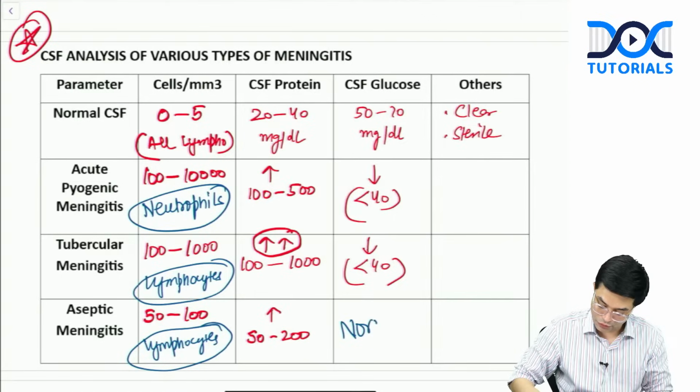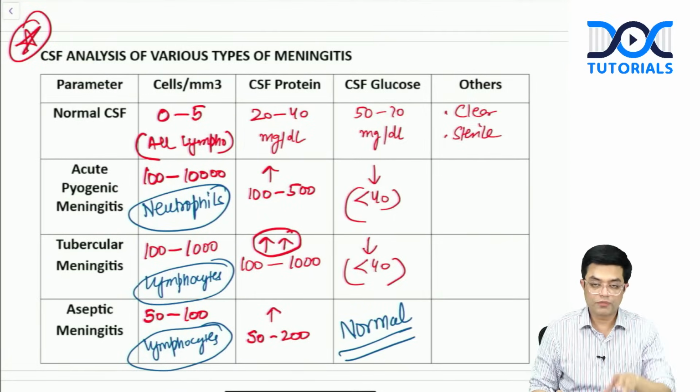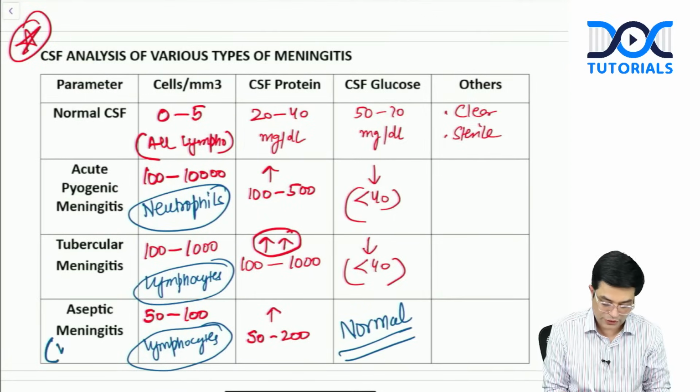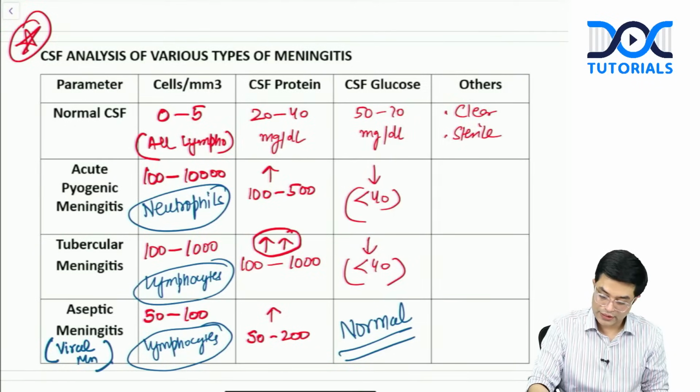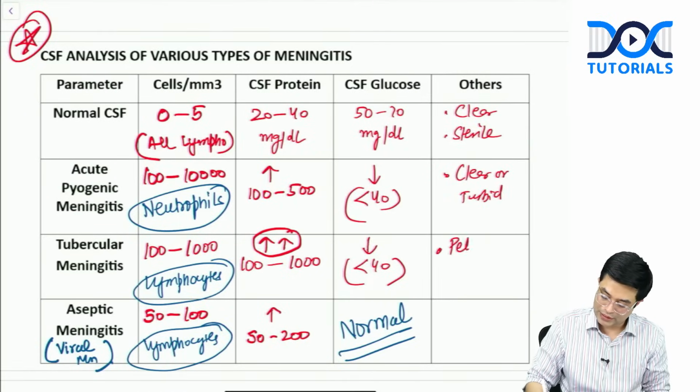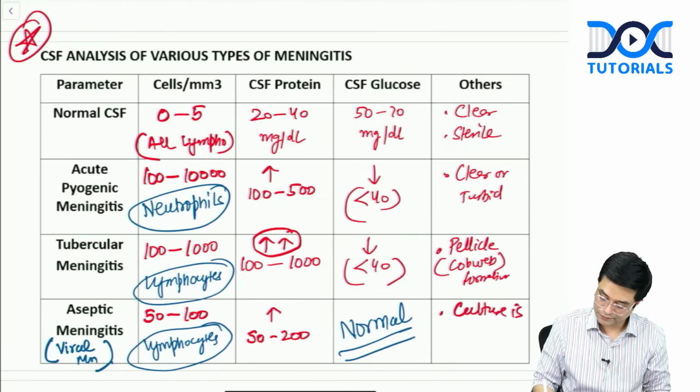सो रेज सेल, रेज प्रोटीन, नॉर्मल CSF ग्लूकोज; उसमें रिड्यूस था, तो ये तो रूल आउट हो गया. एसेप्टिक इज कॉज्ड बाय वायरल मेनिंजाइटिस, राइट? एंड एक्यूट पायोजेनिक मेनिंजाइटिस में आपका CSF क्लियर हो सकता है और टर्बिड हो सकता है. इन ट्यूबरकुलर देयर कैन बी पेलिकल और कॉब वेब फॉर्मेशन. एसेप्टिक मेनिंजाइटिस में कल्चर इज ऑलवेज स्टेराइल.